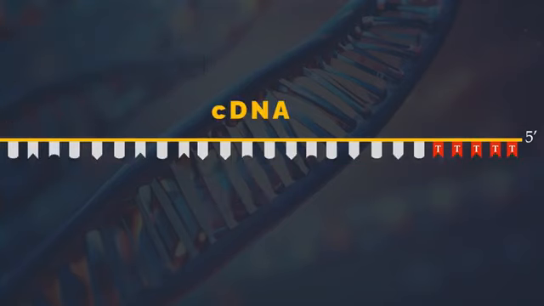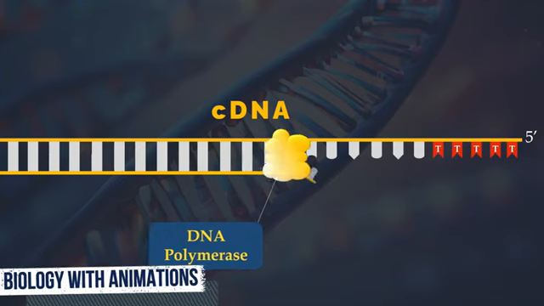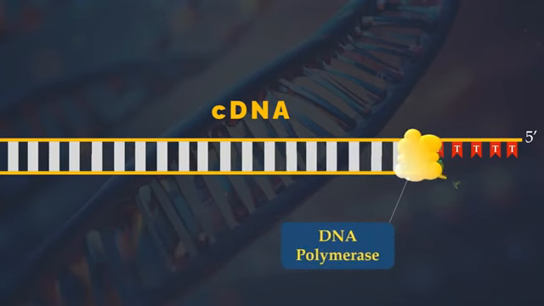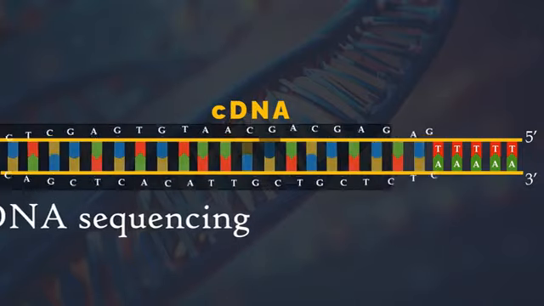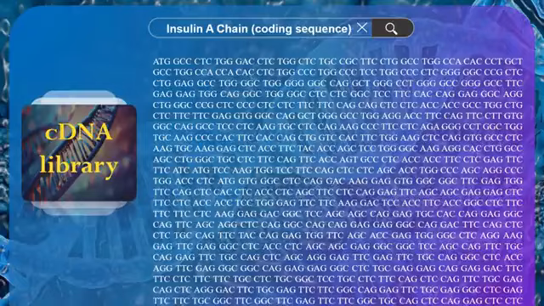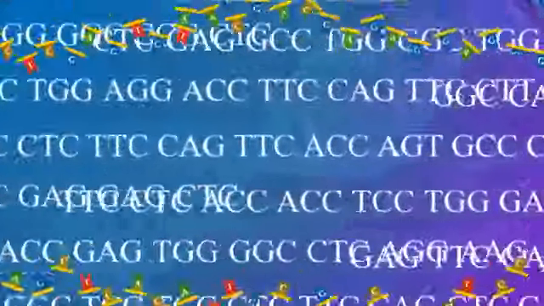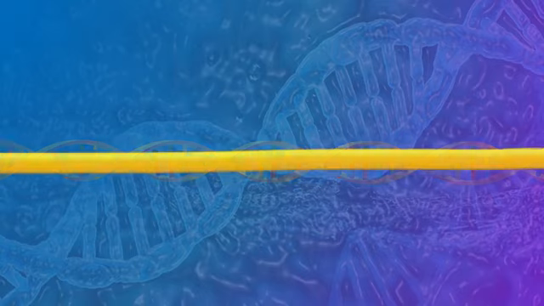Following that, the DNA polymerase enzyme is employed to synthesize a second DNA strand. The outcome is the formation of a double-stranded cDNA molecule. Subsequently, sequencing methods are employed to determine the cDNA sequence, which is then incorporated into the libraries. Now, the gene of interest, which codes for a specific protein, can be synthesized.